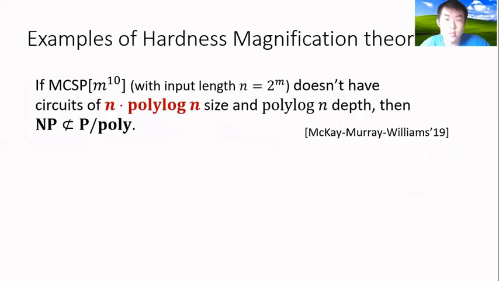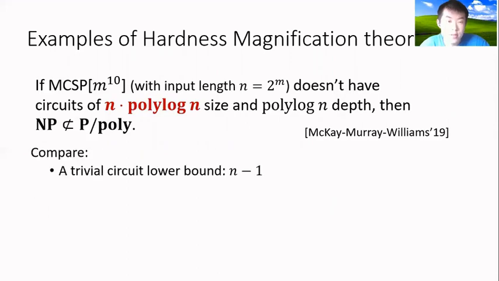Now let's look at some previous hardness magnification theorems. In this theorem, it is required to prove an n times polylog n size circuit lower bound for MCSP. Let's compare it with the lower bound that we know how to prove.